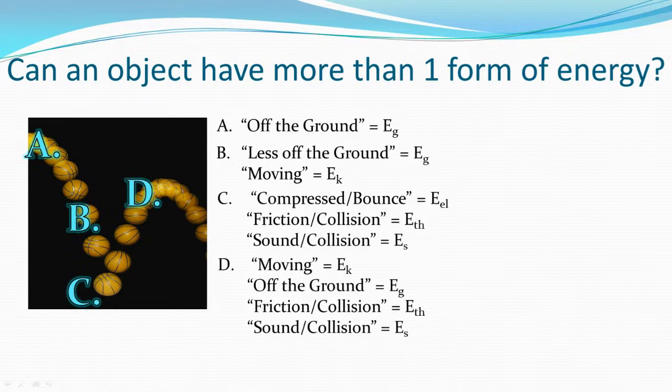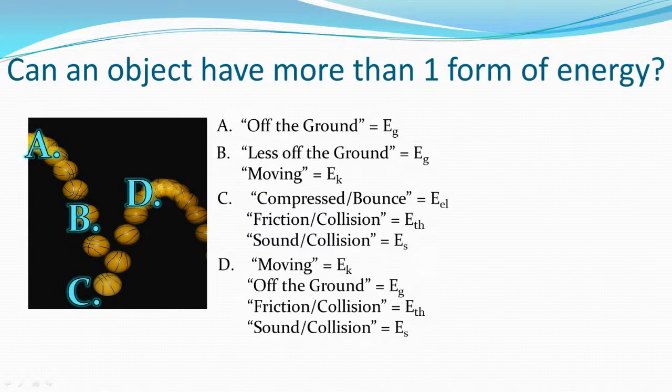Point D in the ball's motion represents right before it hits its highest point, so before it starts to fall down for the second bounce. We can observe that this ball is moving. If it's moving, we know it has kinetic or motion energy. It's off the ground, so whether it's been lifted or bounced up there, it has gravitational energy. That friction energy, or thermal energy in this case, and the sound energy, both still are represented.